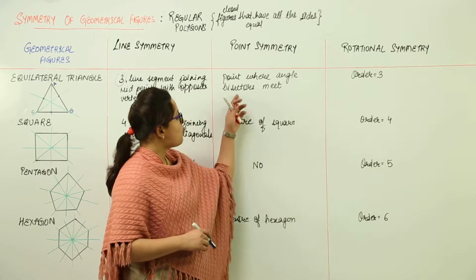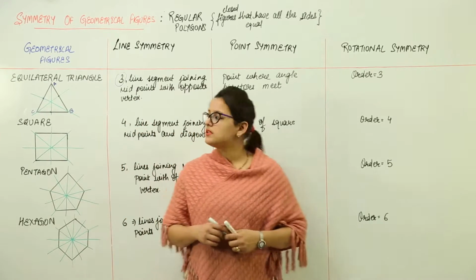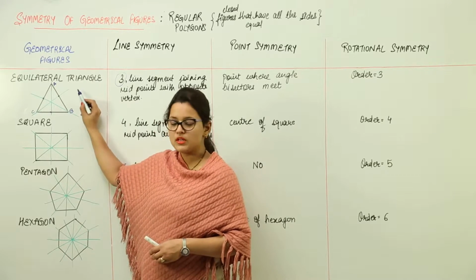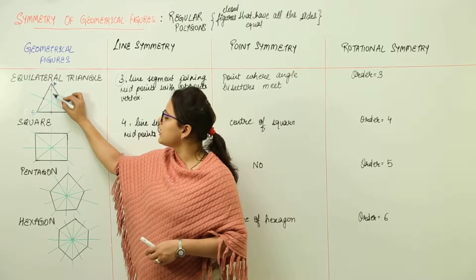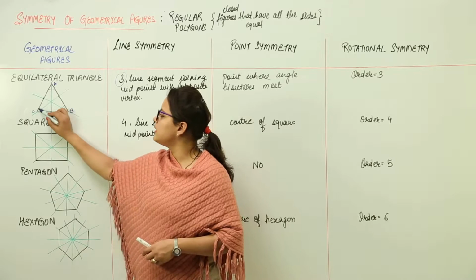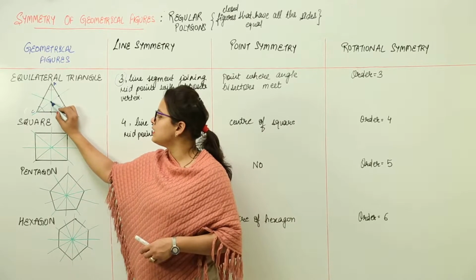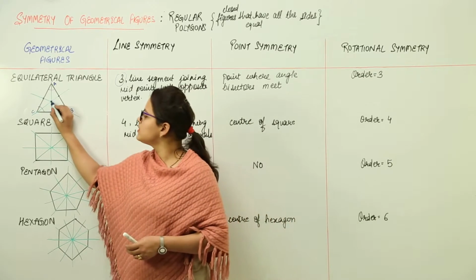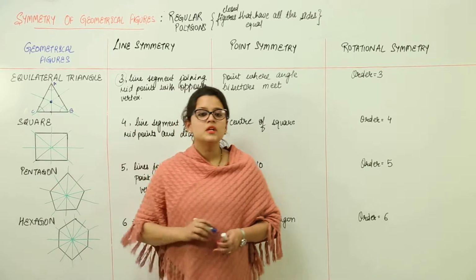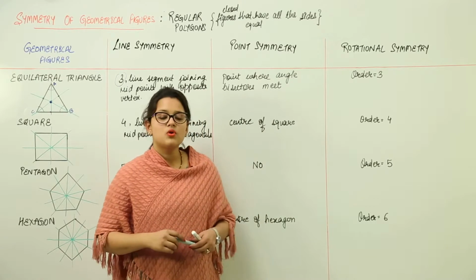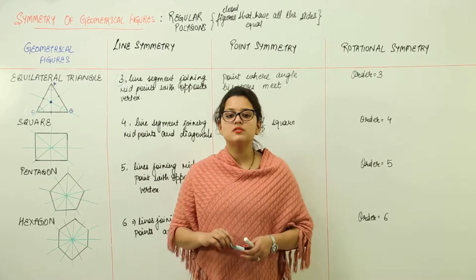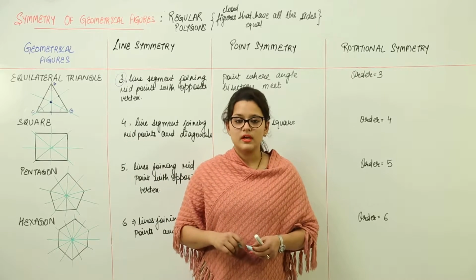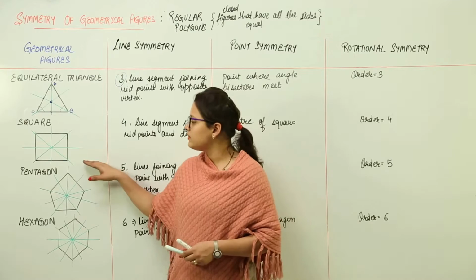Point symmetry is the point where angle bisectors meet. These are actually the angle bisectors also for the case of an equilateral triangle. That is, if you bisect angle A, angle B, and angle C, the point where all the three angle bisectors meet is the point of symmetry for an equilateral triangle. Next we have the order. It has order 3, that means it can be rotated 3 times to get back the original state of this triangle. Next we have the square.